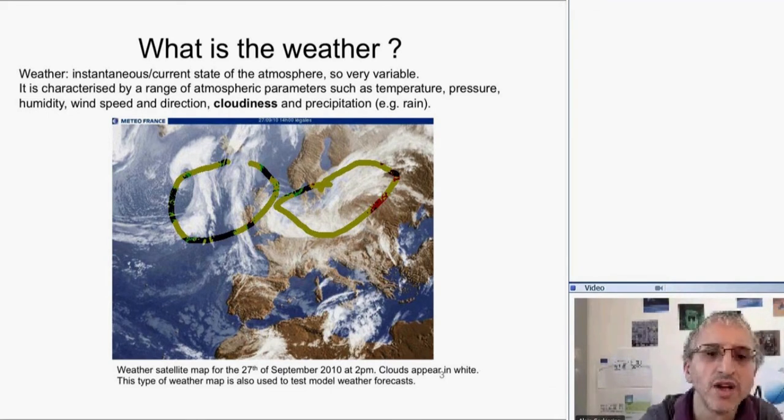This type of satellite map is used to test models forecasting the weather. When we talk about weather, it's characterized by a range of what we call atmospheric parameters, parameters that you are well aware of: the temperature, the pressure, which we don't feel, but we feel the temperature, the humidity, wind speed, cloudiness, and precipitation, which is typically the rain. It's very, very variable.